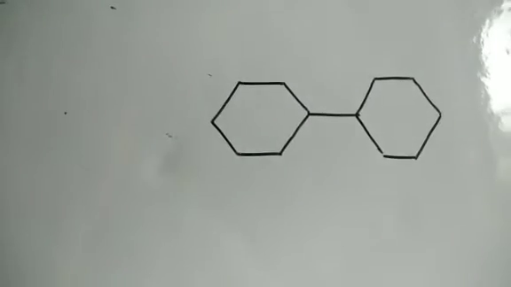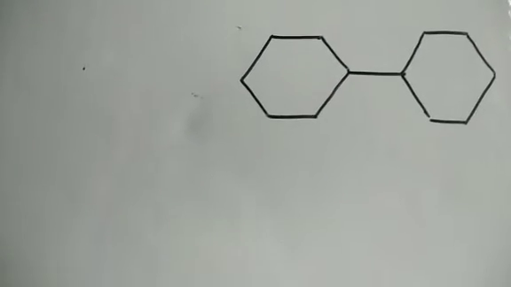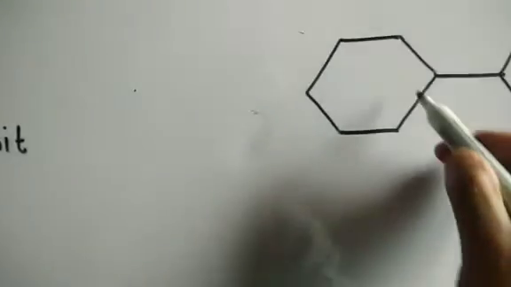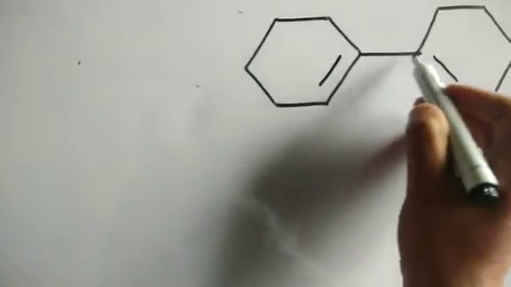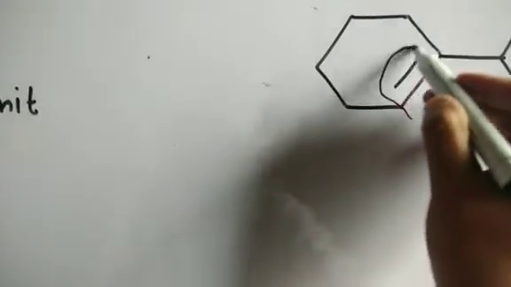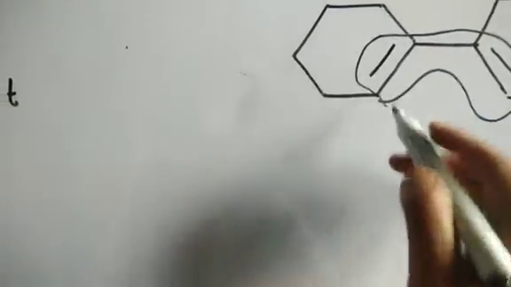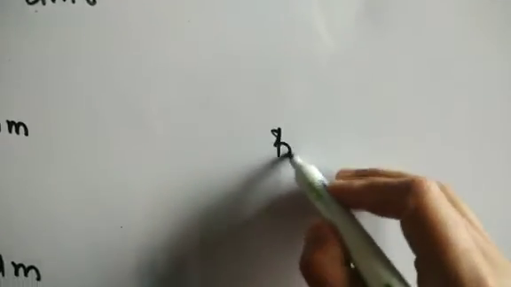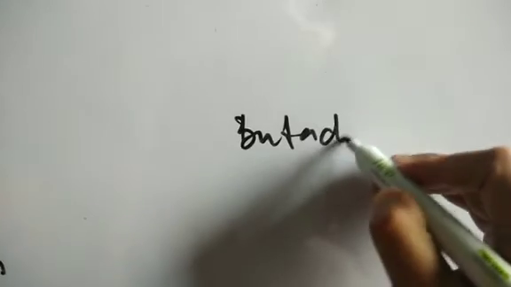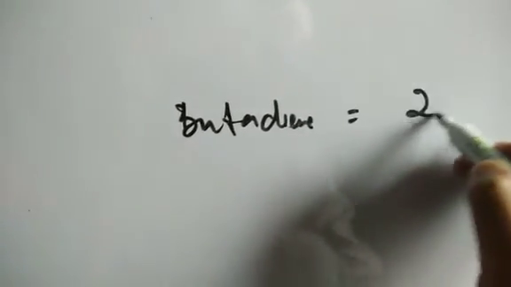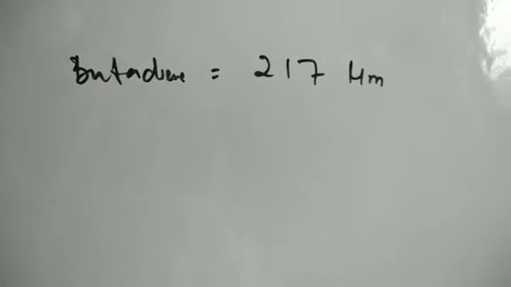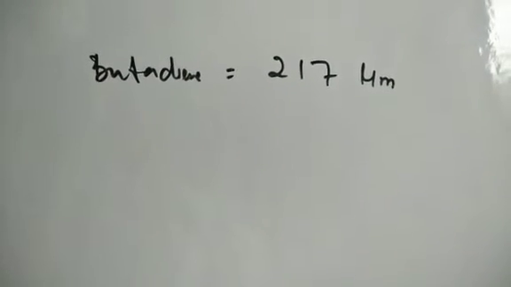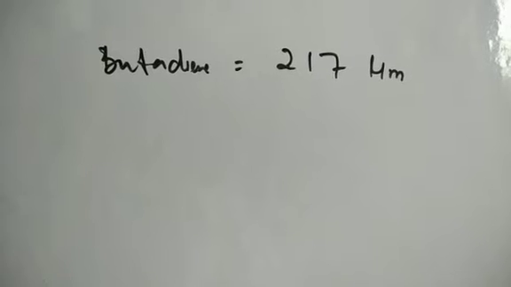So these are two cyclohexyl type rings. Now this is the molecule, and we need to calculate the lambda max. How will we do it? We have butadiene here. This is our butadiene. So your butadiene contribution: butadiene contributes 217 micrometer.